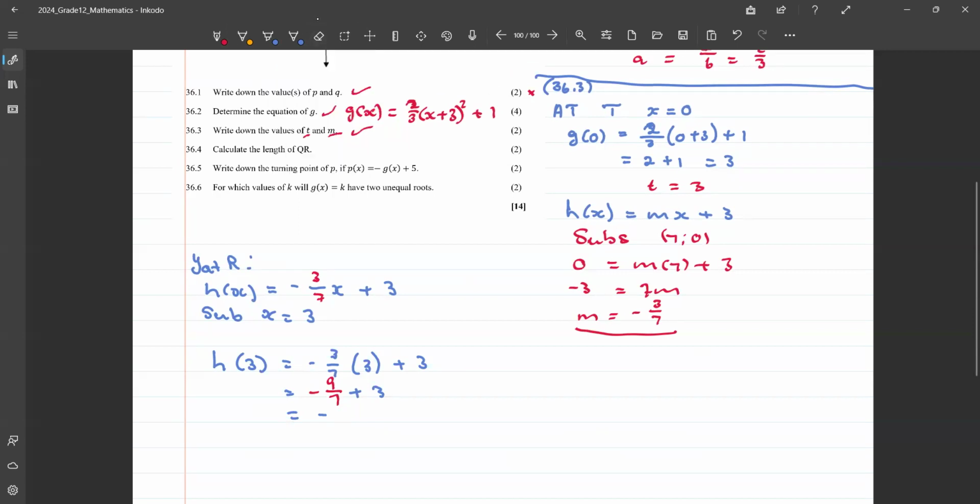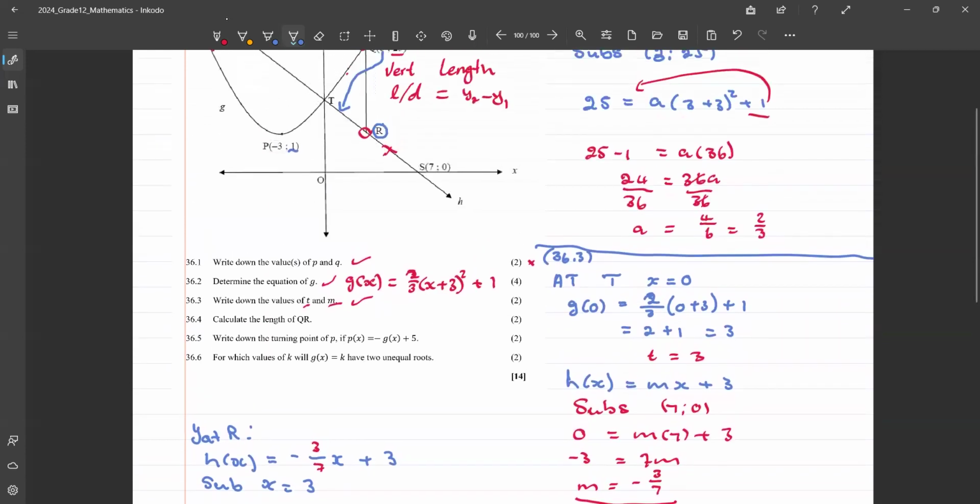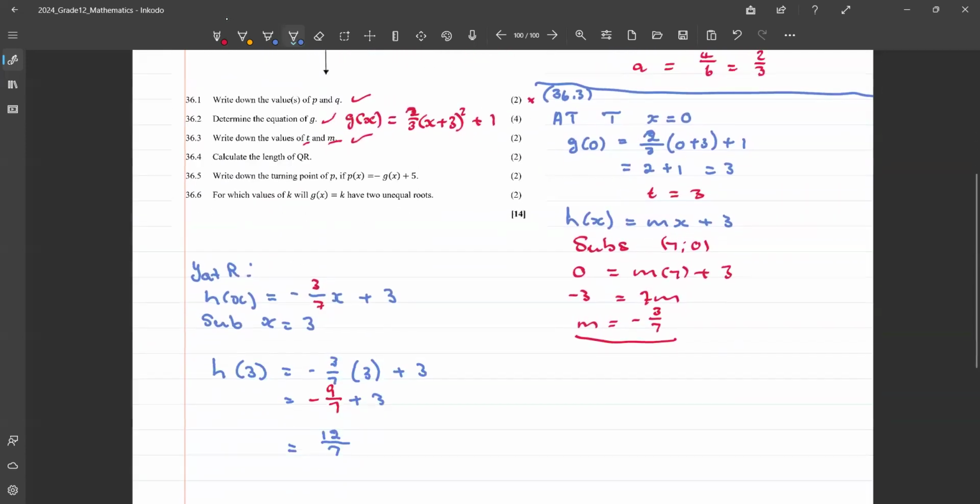All right. So going forward, we then get 7 times 3, we are going to get 21 minus 9 plus 21. It's going to be 12 over 7. Yes, we are going to get 12 over 7. Now, that's the y coordinate at R.